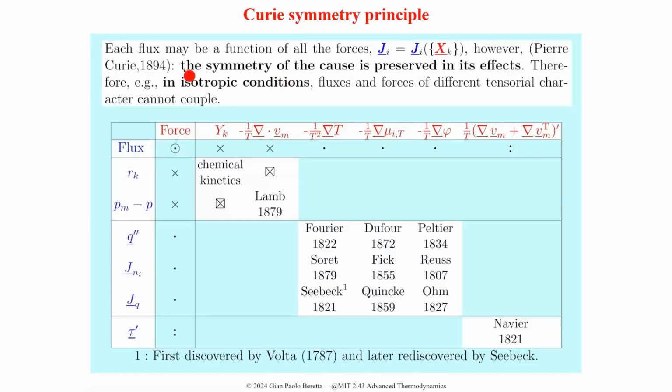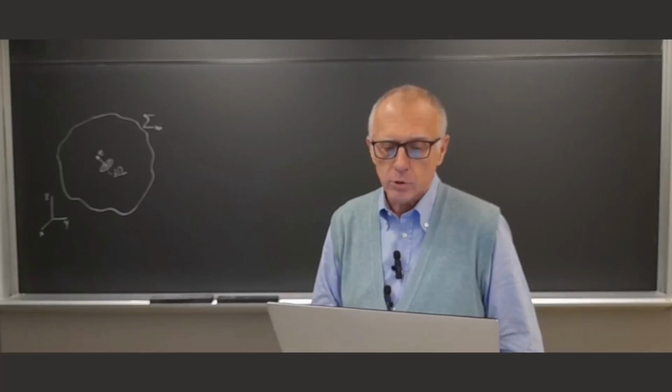What this means is that if you are in isotropic conditions, there is no way you can couple a phenomenon which is of, say, a vectorial character with one which is of a different character, like a scalar or a tensor. So tensors can couple only with tensors, scalars only with scalars, and vectors only with vectors. But remember also that this is true only for isotropic conditions.